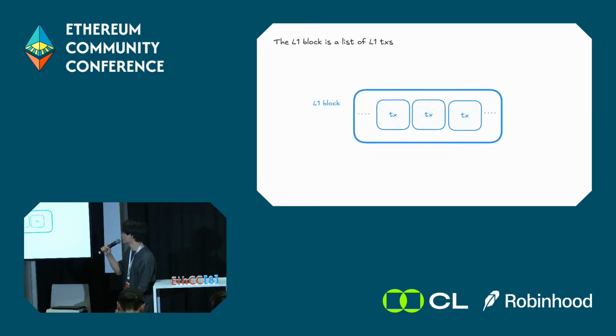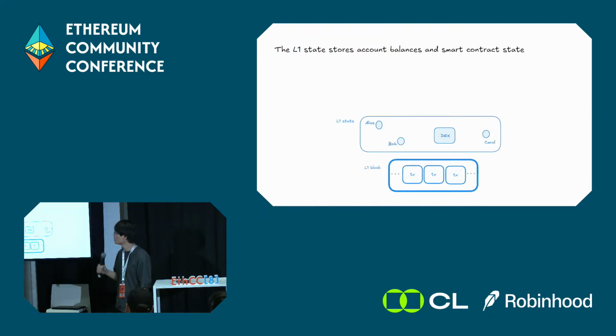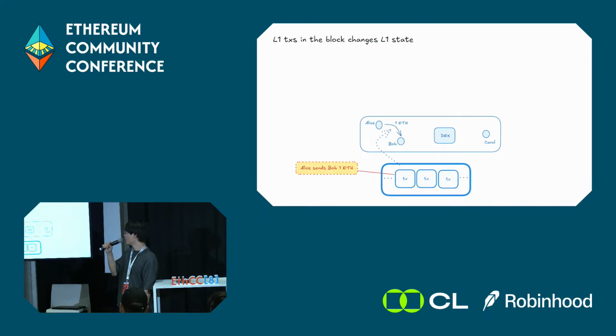First, let's start with the L1 block, because the L1 block is where everything starts. You have an L1 block and a bunch of L1 transactions within it. You also have the L1 state, which has account balances and smart contract state. So Alice and Bob have an EOA, and there's a DEX contract. The L1 transaction in the L1 block says that Alice sends Bob 1 ETH, and this happens in the L1 state.